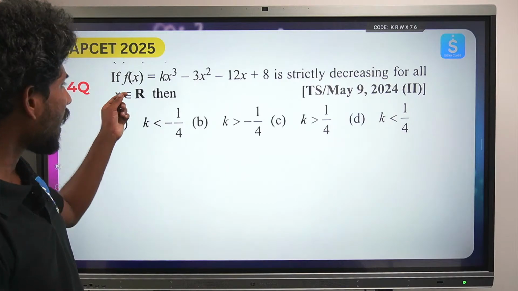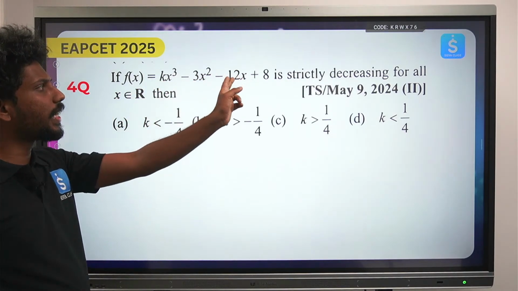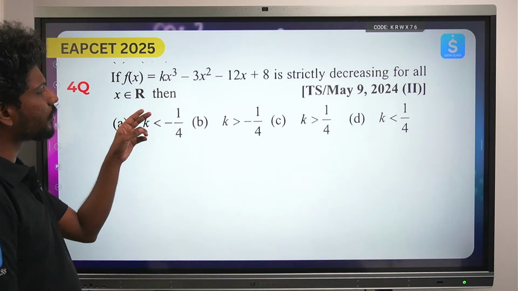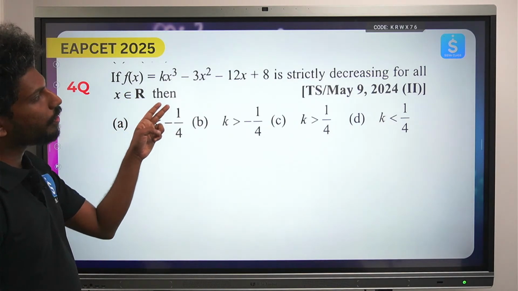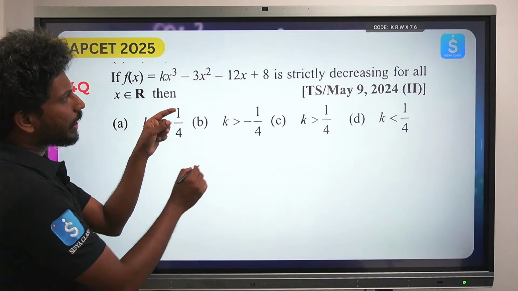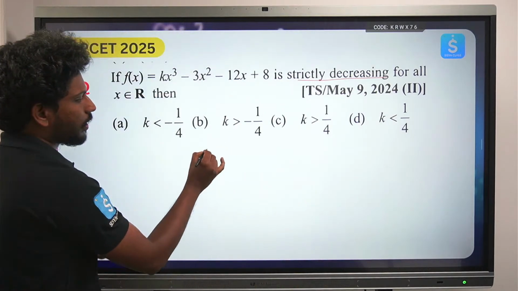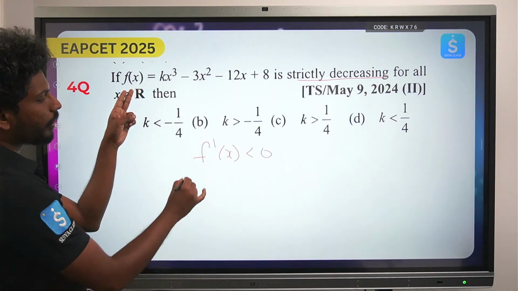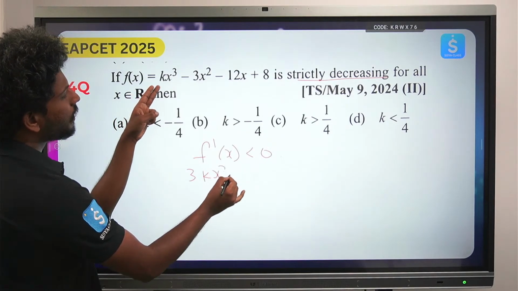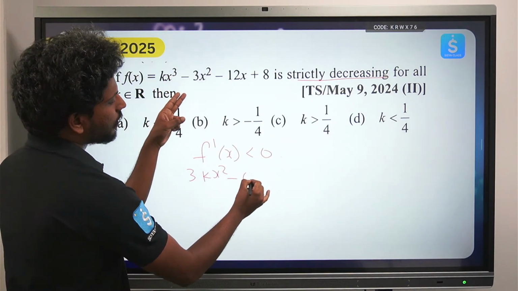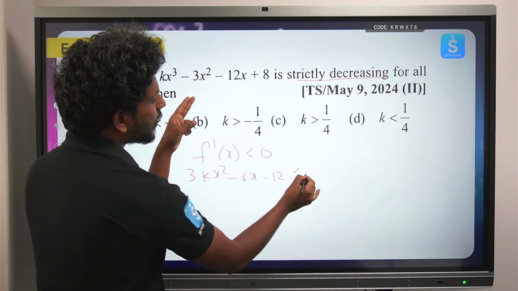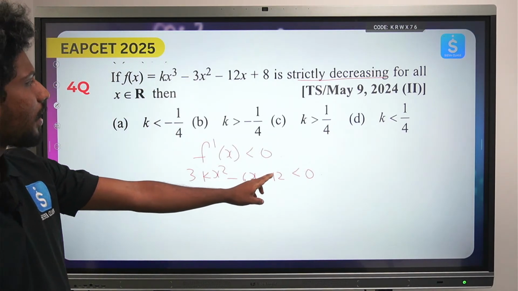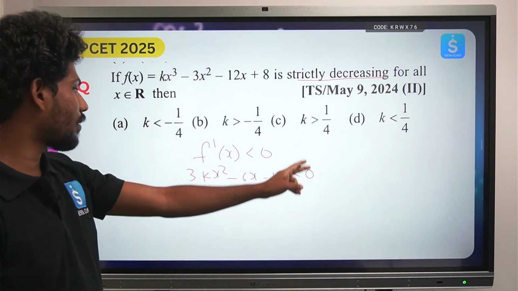Next, f of x equals kx cube minus 3x square minus 12x plus 8 is strictly decreasing for all x belongs to R. Then what is the value of k? Simple, here it says it is a strictly decreasing function. So can I say that f dash of x is less than 0, right? Again, what can I do? 3k x square minus 6x minus 12 is less than or equal to 0.